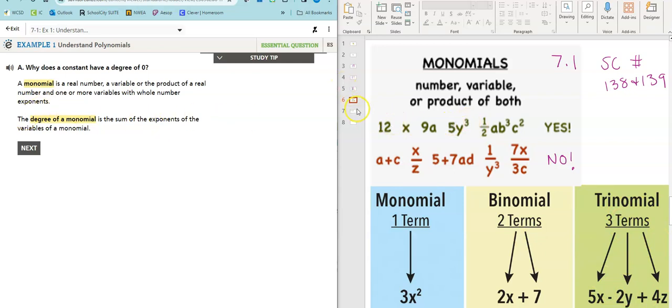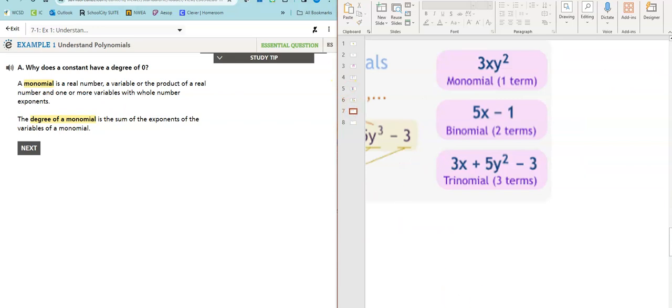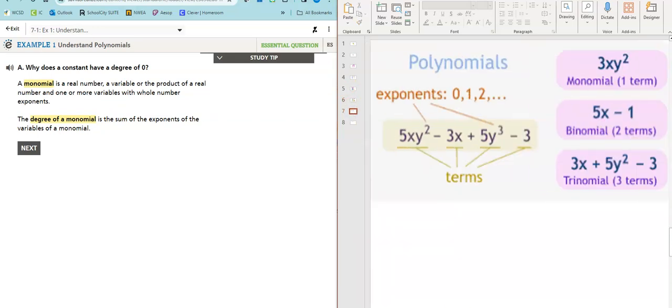Of course, we're going to be talking about polynomials in this lesson, and poly means many. So it's just many nomials, many terms. Here we have 1, 2, 3, 4 different terms. So monomials are 1, binomials 2, trinomials 3, and polynomial means more than 3, okay, many.